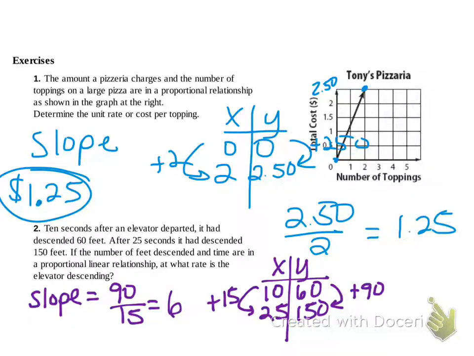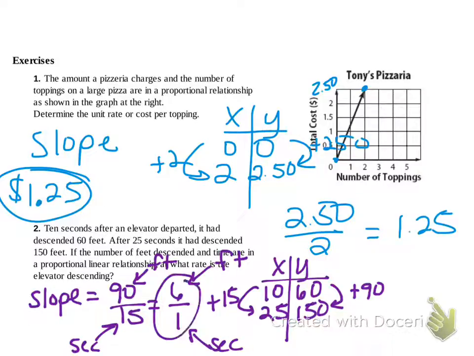So what does that mean? That means that every single second, it's going down 6. Because I could write this as 6 divided by 1. This was feet, and this was seconds. So if I'm trying to find how many feet in 1 second, that's where that comes from. So it's 6 feet in 1 second. That is the unit rate. Also the slope, also constant rate of change.